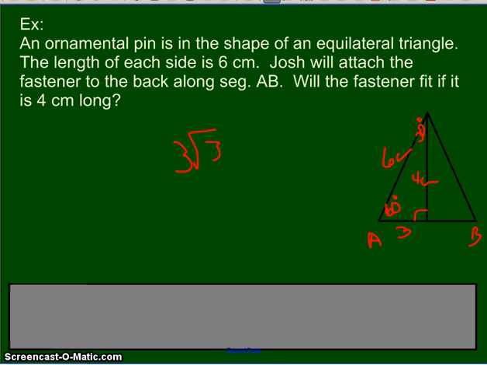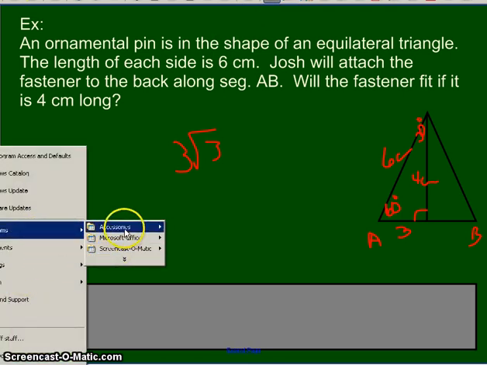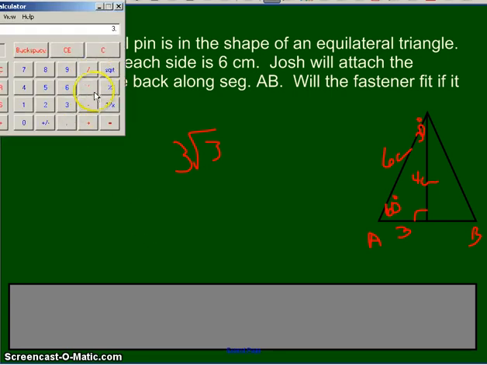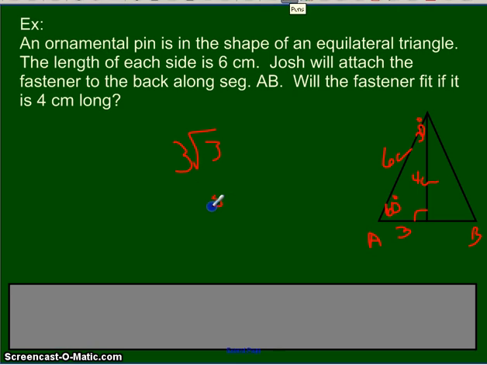and punch that out on our calculator. So let me pull up the old calculator, I guess. Accessories, calculator. And we're going to hit the square root of 3, and let's take that times 3, equals, looks like 5.1. So the fastener is not going to fit because it would have to be a length of 5.1 centimeters to stretch from the upper vertex down and be the altitude of that. So that fastener would not work.